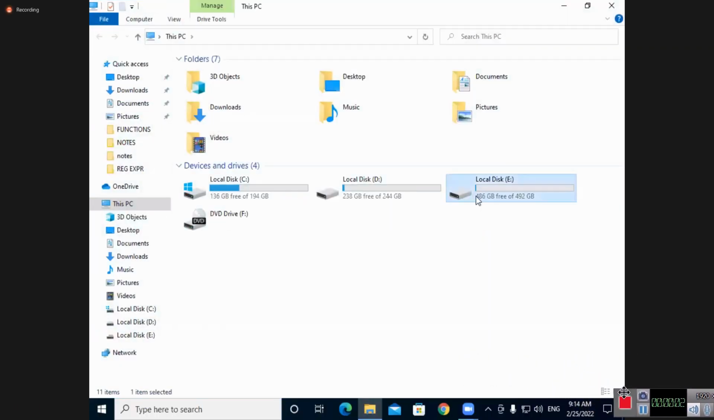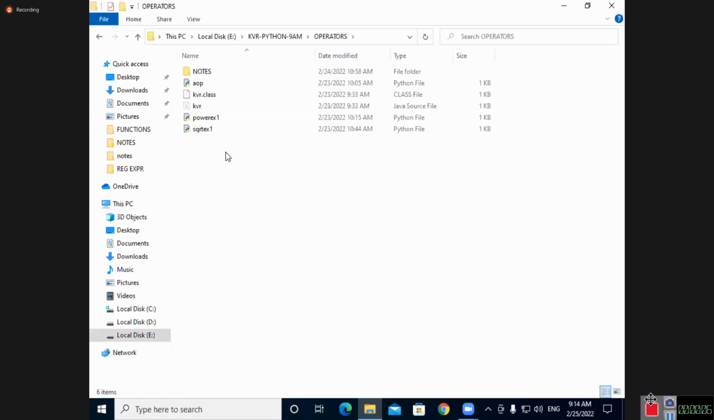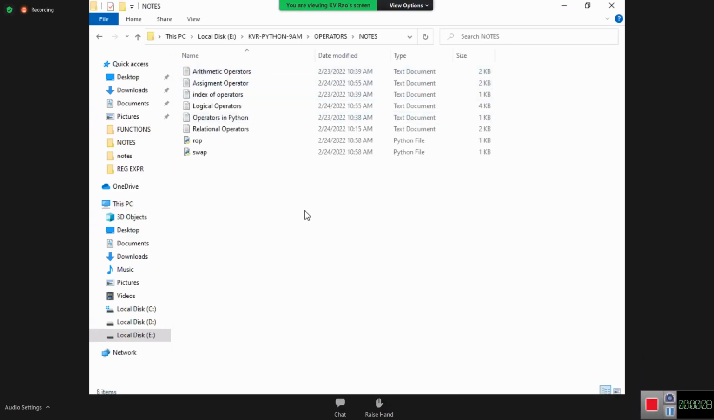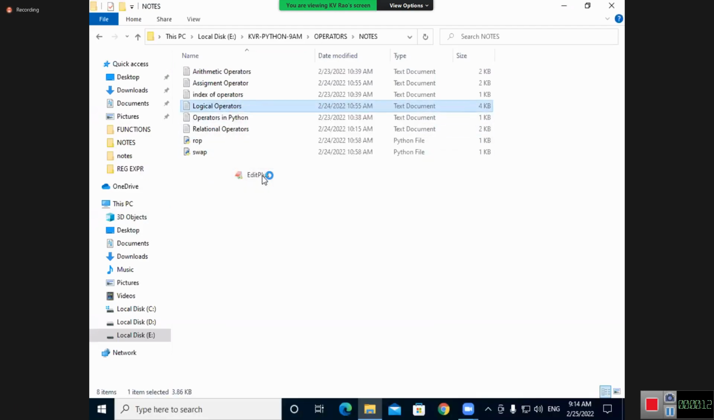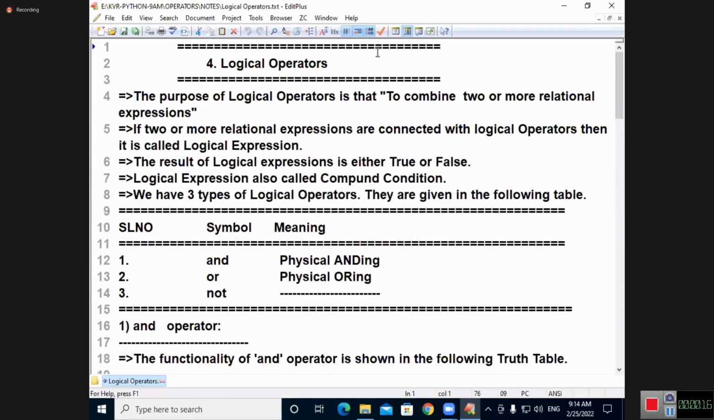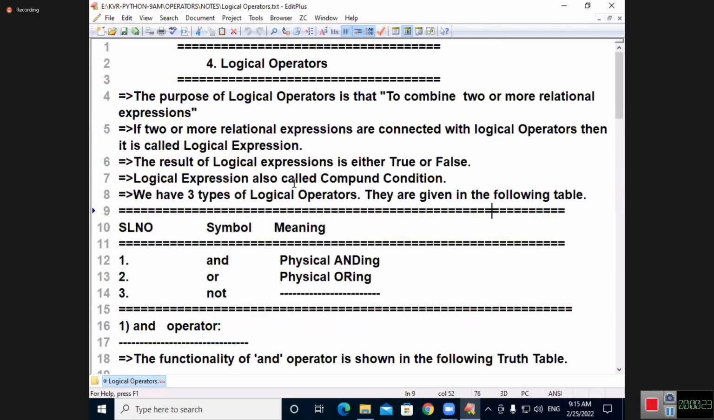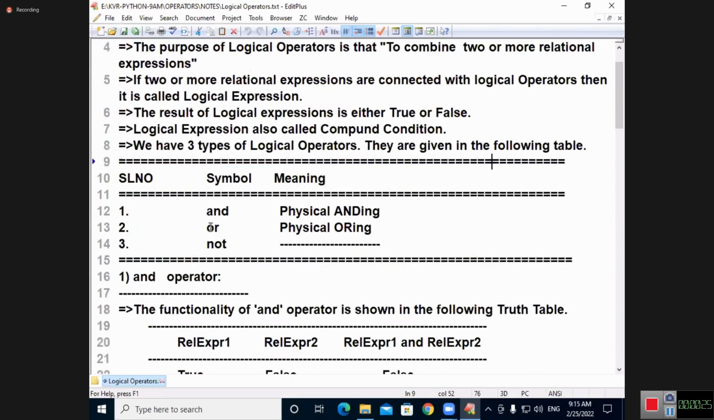Which operators now? Bitwise operators we will go. So last session we have done logical operators. Logical operators we have done. So there we learned what is an AND operator.